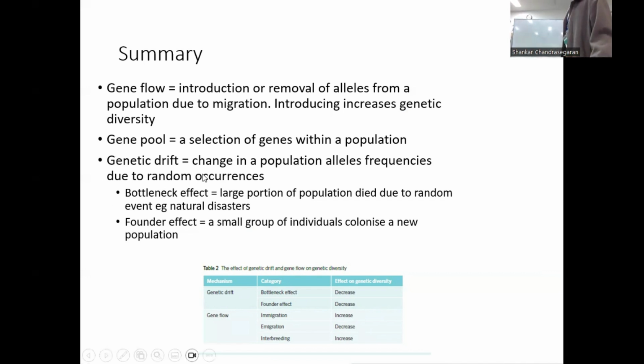When we're talking about genetic drift, that is basically changes in the population's allele frequencies due to random occurrences. Two examples of that are the bottleneck effect, where a large portion of the population died due to some random event, and thus their allele frequencies are greatly impacted moving forward. The founder effect is also an example of genetic drift, where there's a change in the population allele frequencies due to a certain portion of the original population separating out, forming their own population, and every generation that emerges from that new population will basically be impacted by that smaller population.